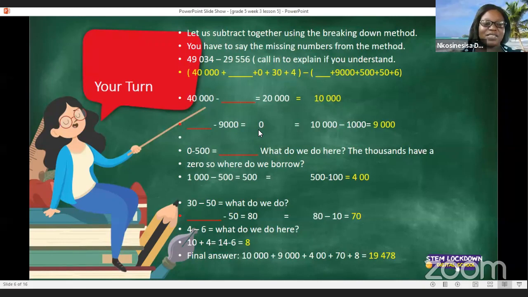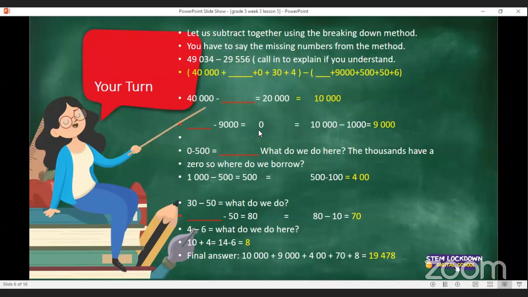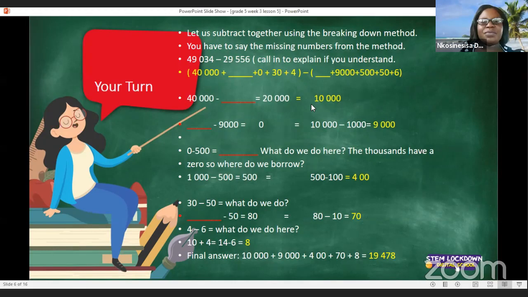So where do we borrow? Well, I think we're going to borrow from the 10,000s. Yes, well done. So we borrowed from the 10,000s. Remember, 40,000 minus 20,000 was 20,000. So then if we borrow, yes, then we borrowed.